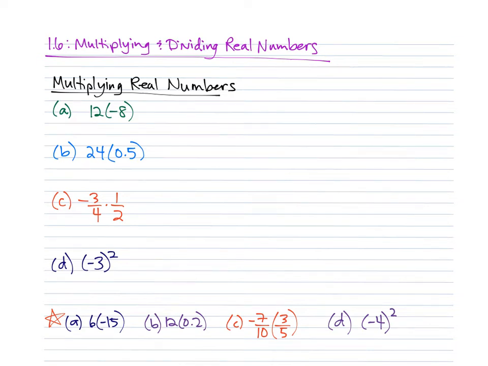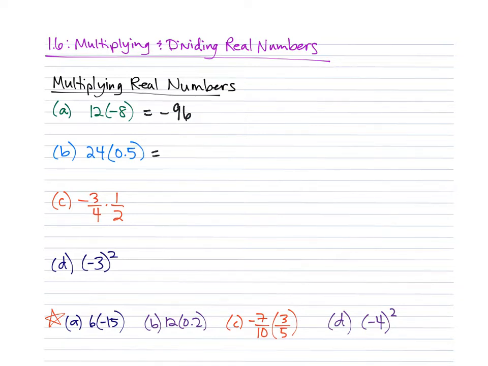Okay, this is the Algebra 1A, section 1.6 video lesson for multiplying and dividing real numbers. Okay, so this is really not too bad. Really, if you're multiplying a negative number with a positive number, you get a negative number. So 12 times negative 8 is negative 96.